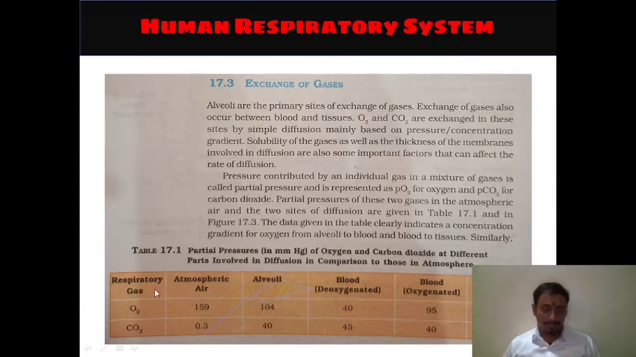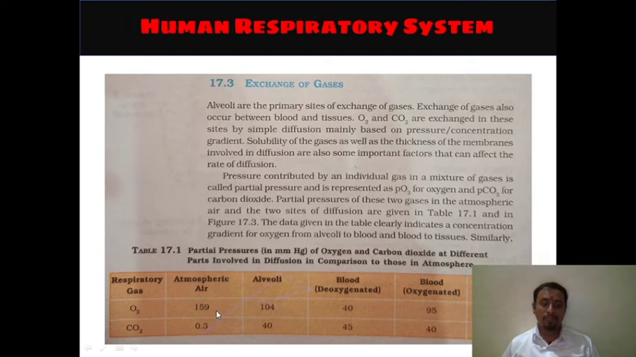So respiratory gas is shown here, O2, CO2: atmospheric air 159, alveoli 104, blood deoxygenated 40, blood oxygenated 95, in tissues 40. So what is given here? Partial pressures in mmHg of oxygen and carbon dioxide at different parts involved in diffusion in comparison to those in atmosphere. Okay, so these are the pressures given in mmHg.